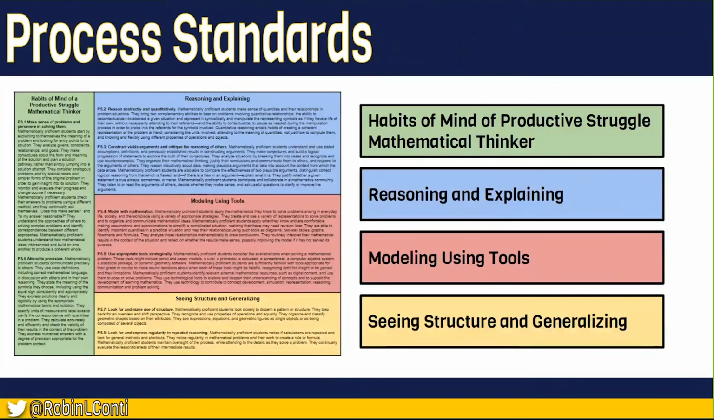One could argue that each and every process standard is embedded in the slow reveal graph routine, but there are some standout options. Process standard 1, make sense of problems and persevere to solve them. Mathematically proficient students analyze givens, constraints, relationships, and goals. They continually ask themselves, does this make sense? And is my answer reasonable?